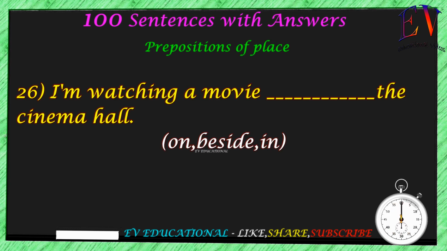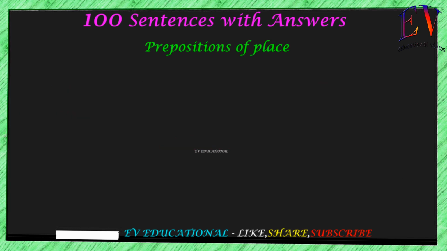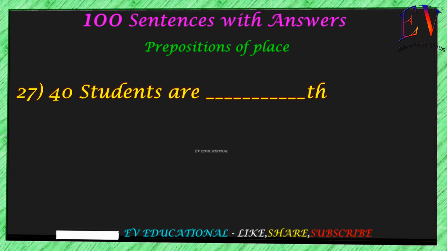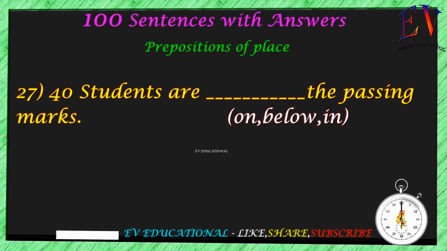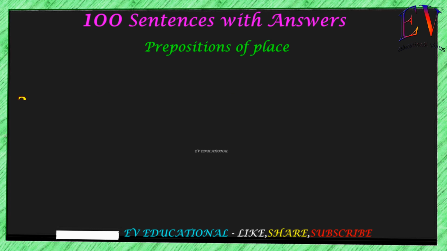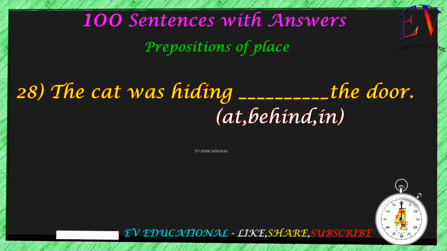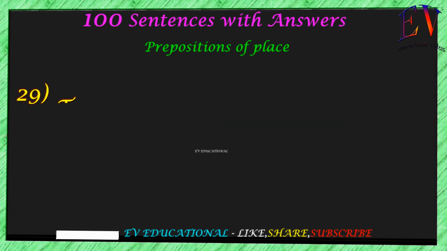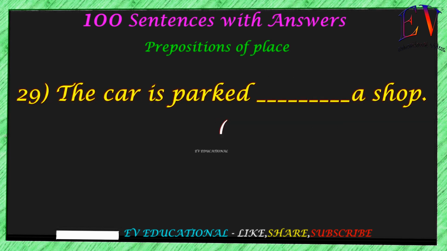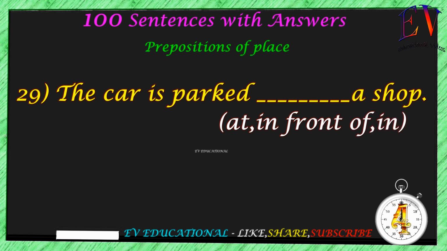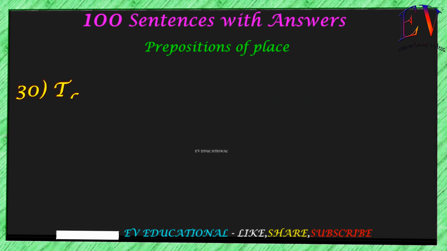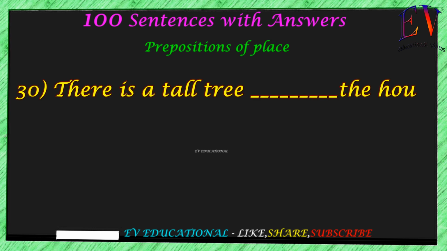In. 40 students are ___ the passing mark. Below. The cat was hiding ___ the door. Behind. The car is parked ___ a shop. In front of. There is a tall tree ___ the house.